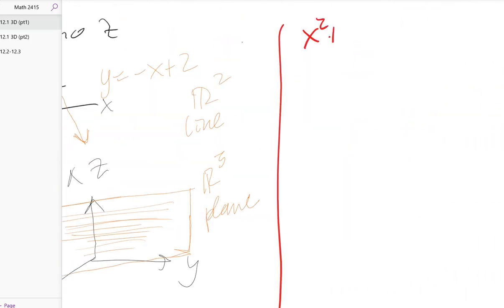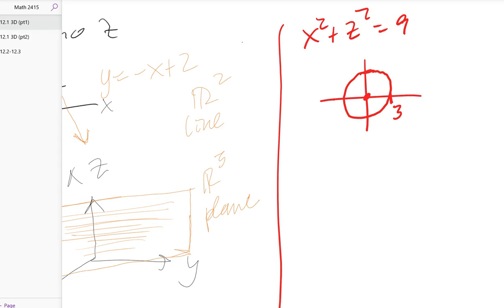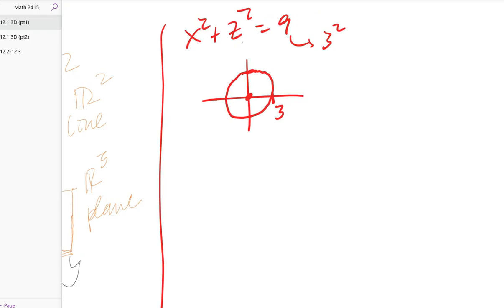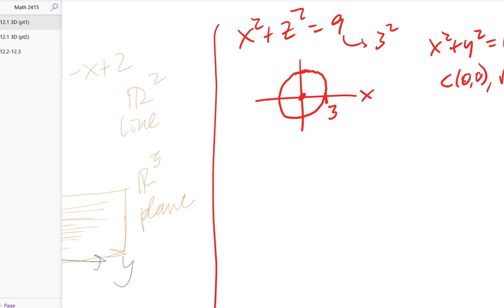So let's keep going with this. We're going to graph x squared plus z squared equals 9. Okay, so in the xy plane from your previous courses, this was a circle centered at the origin of radius 3, because 9 is 3 squared. Remember the formula for a circle was x squared plus y squared equals r squared. The center here is 0, 0, and the radius is r.